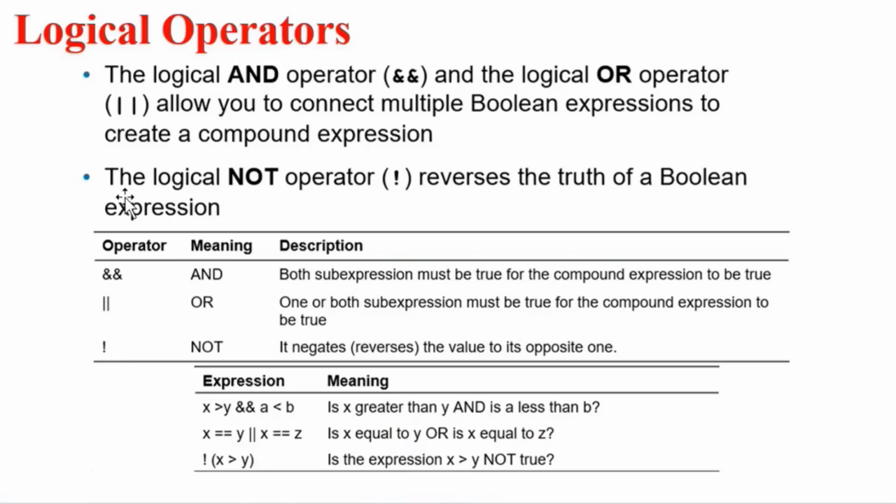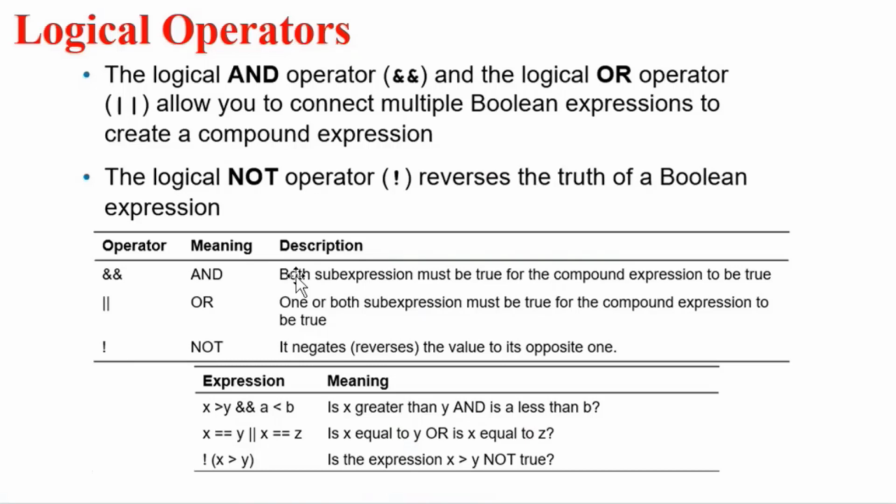You basically have 3 operators, and one of them you shouldn't even use. And they are the logical and operator, or the logical or operator. It allows you to combine multiple Boolean expressions and create a compound expression. So the double ampersand is the and operator, and the double bars are the or operator. You also have the not operator, which is an exclamation point, which reverses the truth of the Boolean expression.